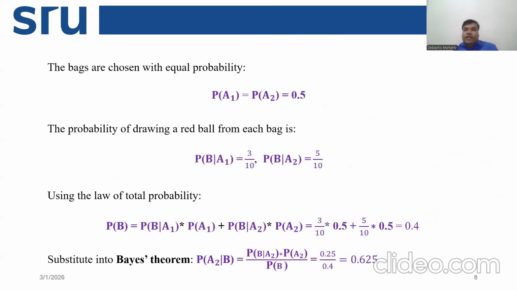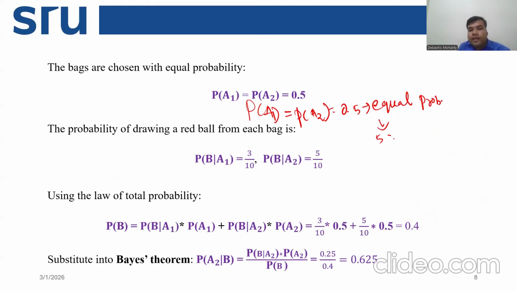So you see, I have already discussed this. The probability of A1, the first event, equals the probability of A2, the second event, that is 0.5. That is the equal probability. That means 5 red and 5 blue, both equal. After that, we need to calculate the probability of drawing a red ball from each bag. So we need to focus on the red ball.